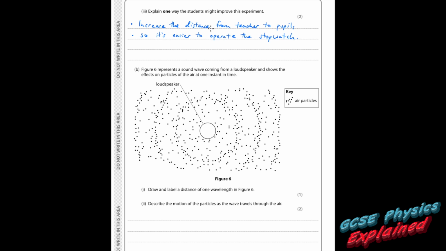So increase the distance from the teacher to the pupils so it's easier to operate the stopwatch. Or you could literally say, get a computer to do the measurements for you, so then that negates human reaction time.